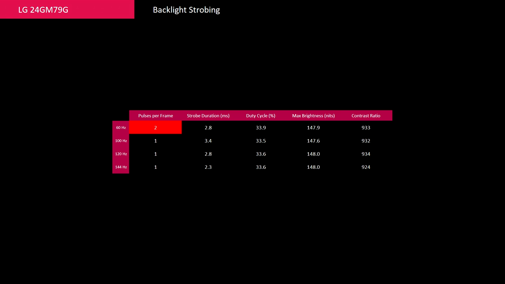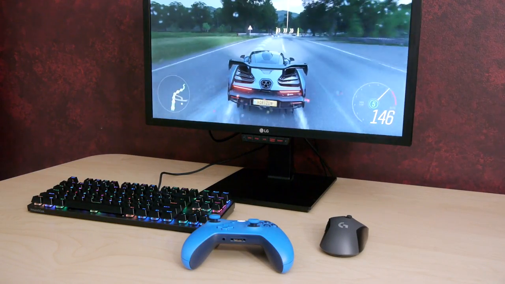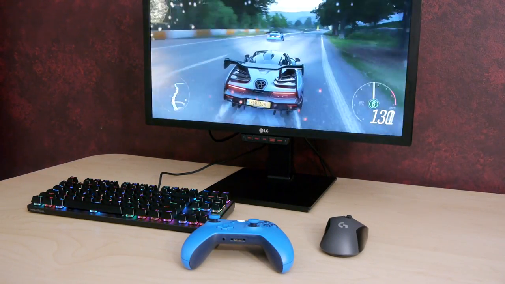Shorter strobe durations do lead to better motion clarity, but at the expense of max brightness. I've highlighted in red the pulses per frame on 60Hz because there, the LG double strobes. Double strobing is actually worse than not strobing at all, and I'll show that in a moment.